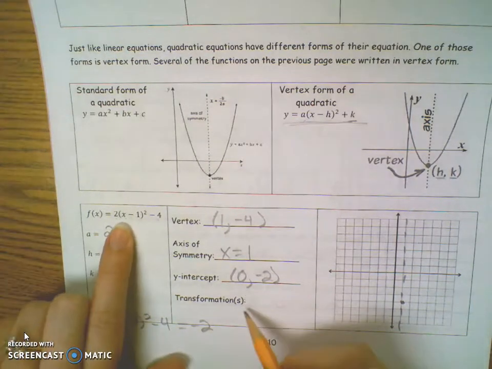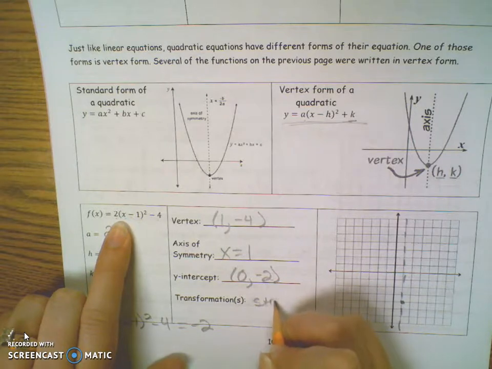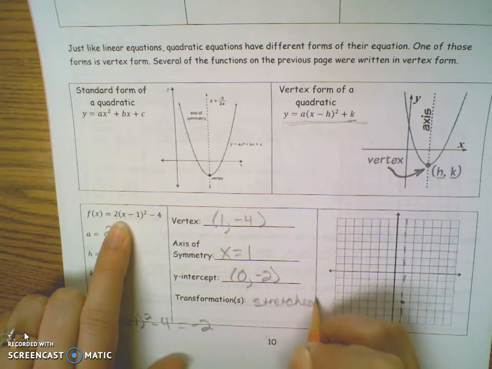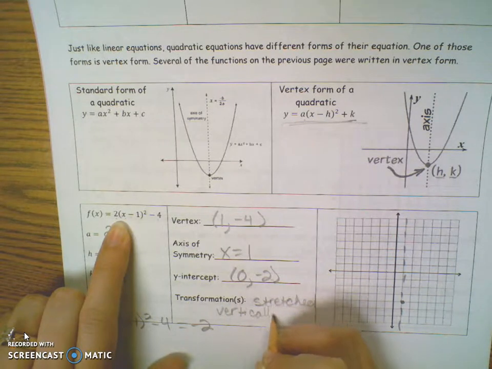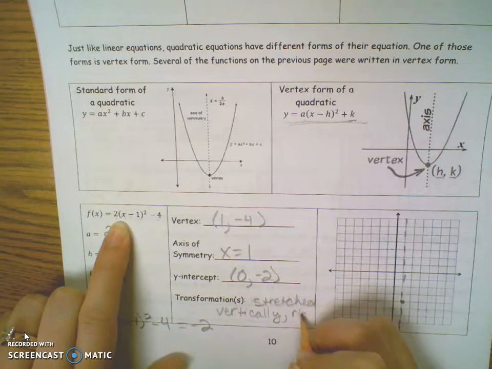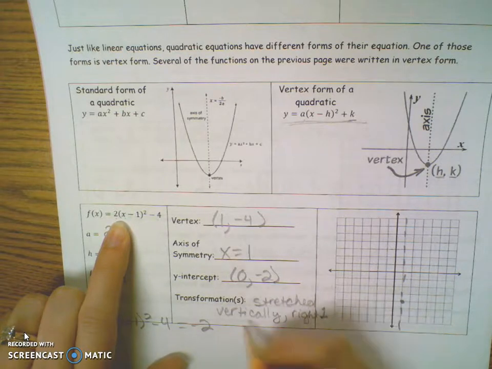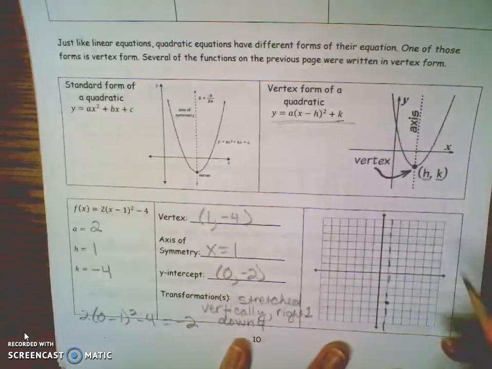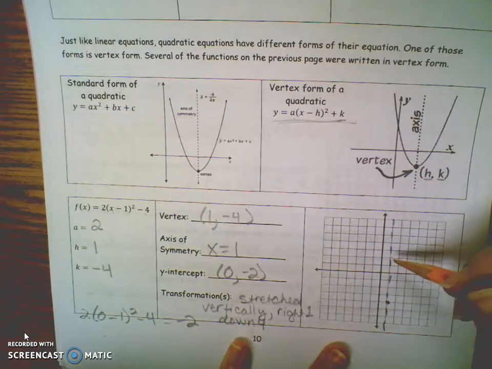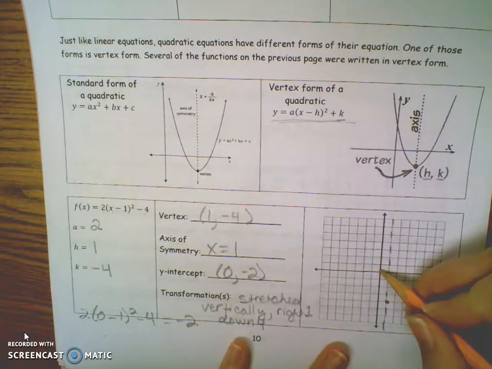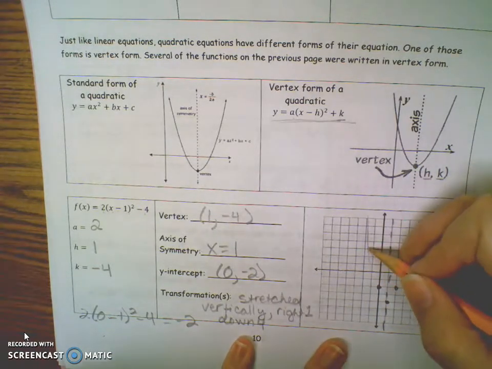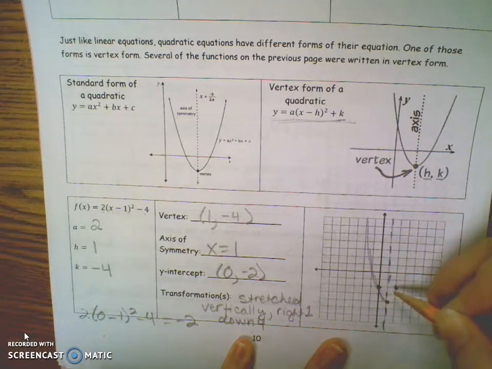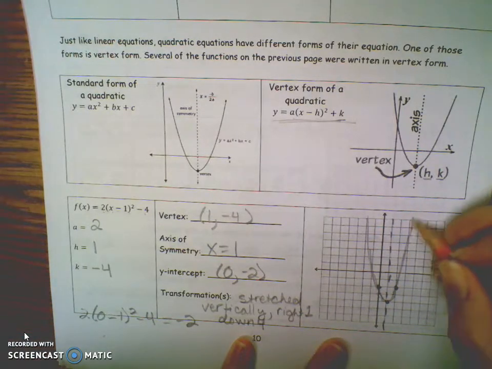And so my transformation is that it is stretched vertically. That's what the A tells me. It's growing faster, and that it is right 1, and it is down 4 from where the last one, where my x squared is. Okay, so 0, negative 2 is right there, and then my axis of symmetry, and then it looks like that right there.